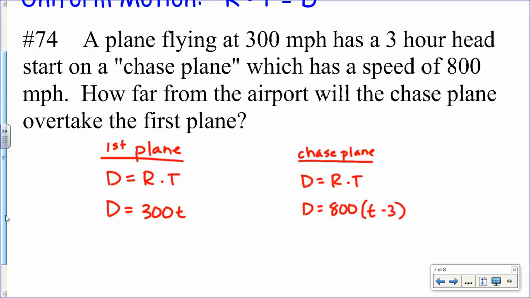All right, I know that their distances are the same, but I don't know what that distance is yet. That's what I'm trying to get to, but I can't find a distance until I'm able to find T, until I'm able to find time. All I know is that these are the same. So what we have is that D equals 300T, which equals D, which equals 800 times T minus 3. So I can just take out the D's and have 300T equals 800 times T minus 3.